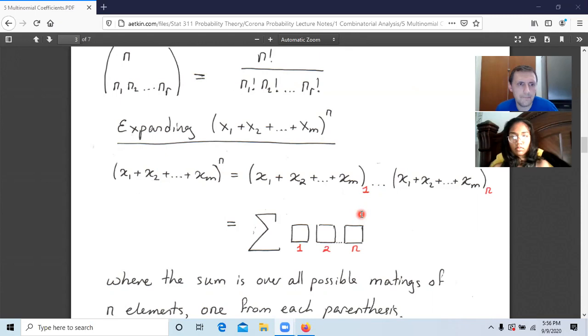Wonderful, Melissa. Wonderful, the people that noticed it. So think what happens here, right? How many possibilities for the first box? First box can be m possibilities, second box m possibilities from the second parenthesis, all the way to the last box, it has m possibilities. So we multiply m by m by m by m n times. So it's m to the power of n terms that we are adding together. Do you see that?